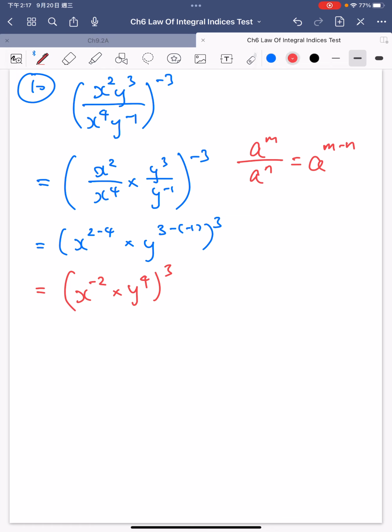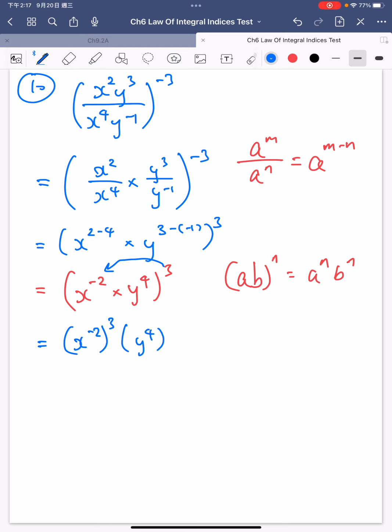So again, if we have something like (ab) to the power of n, the n can be distributed to a and distributed to b. So we have a to the power of n times b to the power of n. So this one we can distribute this 3, then we have x to the power of negative 2, bracketed and to the power of 3. Then we times y to the power of 4, all the thing to the power of 3. Then we can use our formula, a power of a power will give you the powers times each other. Then we have x to the power of negative 6, y to the power of 12. So again, this is a negative power, we can switch it back to the denominator. We have y to the power of 12 divided by x to the power of 6.